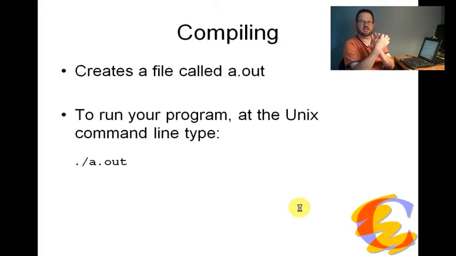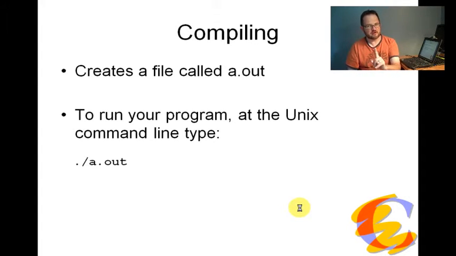a.out is the name of the file that the compiler has created. It took your program and converted it into a file. It translated it, and the translation is called a.out. It's executable. That is something the computer knows how to do. If I go to the Unix command line prompt on my computer and I type ./a.out, it will run.